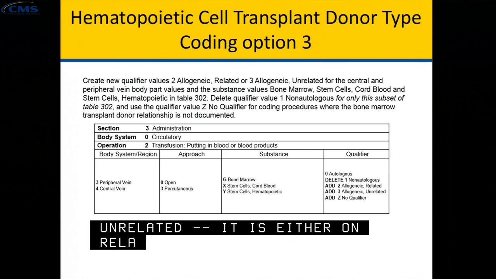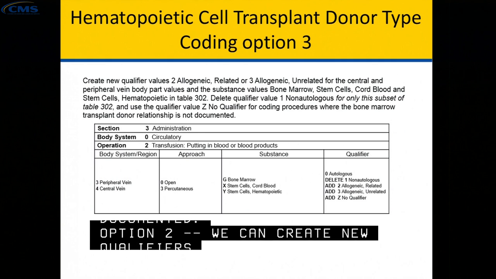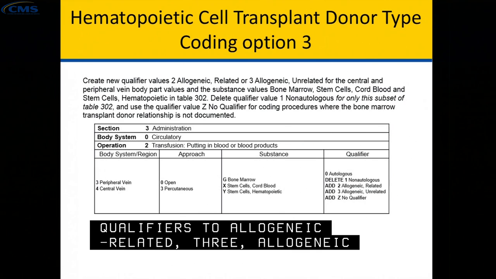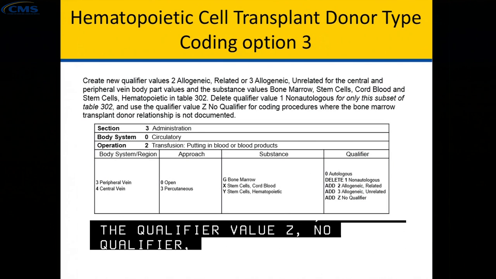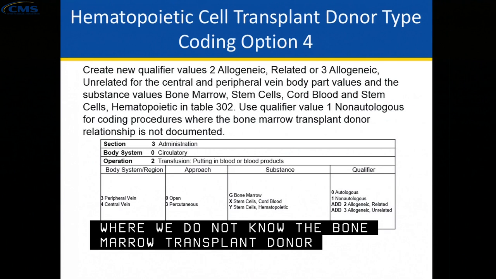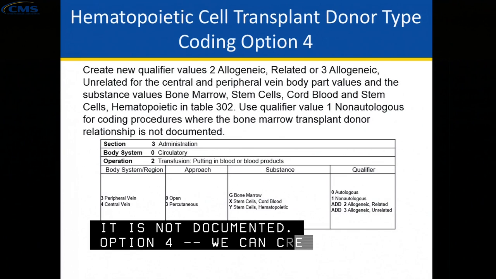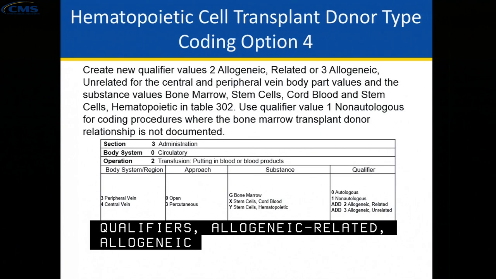Option three, we could create new qualifiers, two, allogeneic related, three, allogeneic unrelated. For these, we could delete value one for non-autologous and use the qualifier value Z, no qualifier, for coding procedures where we don't know the bone marrow transplant donor relationship. It's not documented. Option four, we could create new qualifiers two, allogeneic related, allogeneic unrelated, and then we could use the qualifier value one, non-autologous, for coding procedures where the bone marrow transplant donor relationship is not documented.